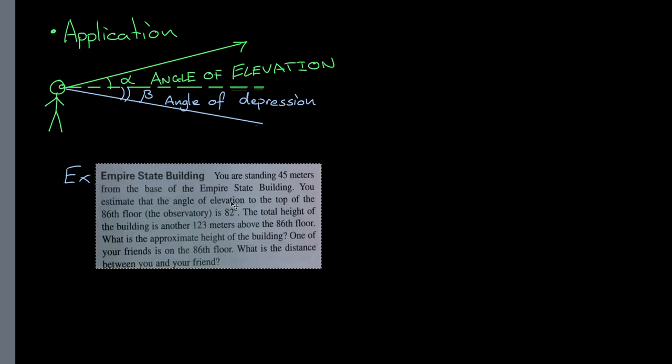But here's the problem. Looking at it, we are standing 45 meters from the base of the building, and we estimate that we're looking all the way up to the 86th floor, and we get some angle of elevation. We know the height of the building is beyond that, and we're trying to find the true height of the building all the way. There's always going to be something weird when we set up problems like this, because how do I know that there's 123 meters above this? Maybe there's a placard on the street that says the spire on top of this building is 123 meters tall. Cool. Now our problem makes sense.